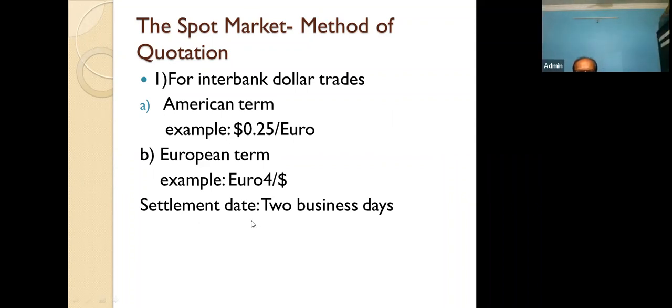Now the settlement date for a spot market is two business days. Please remember this, two business days. As in the example, if you do a transaction late evening on Friday, the next day is Saturday, and Saturday and Sunday the market is closed, so it will appear on Monday. If you have done a transaction on Monday, it will be completed on Wednesday. If done on Tuesday, it will be completed on Thursday. Two business days it requires. Remember business days.